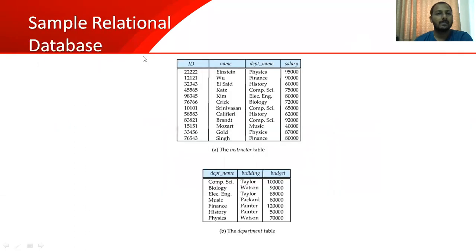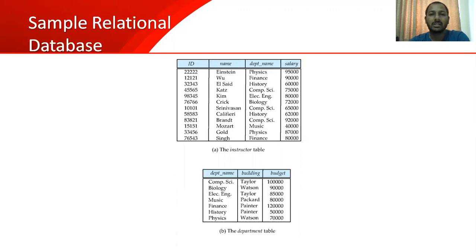Let us go to the next slide. Sample relational database. Here the same instructor table is repeated, but another table is mentioned here, a department table. What is the department table giving here? Department name, building name, and budget. So the computer science department is in building Taylor and the budget is 1 lakh rupees. Similarly for the biology department, building and budget. Both of these tables have some relation between them, because the instructor table can give the information of department, salary of a particular instructor, name of instructor and ID of instructor.